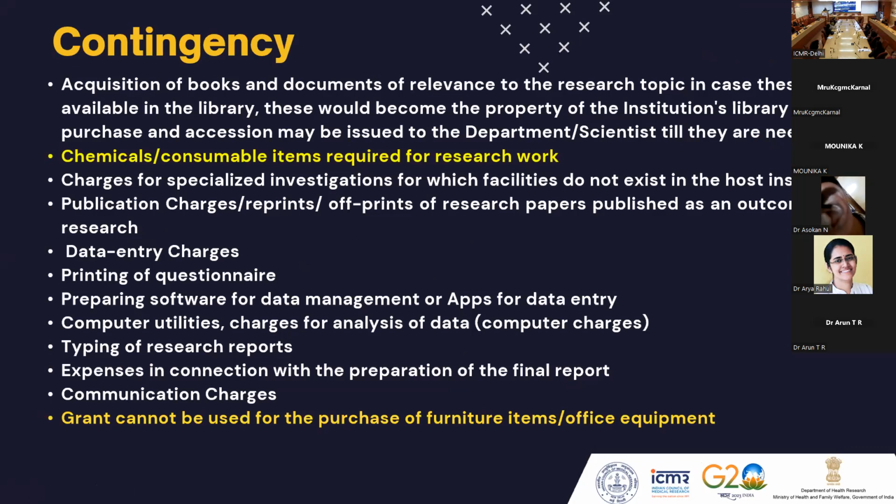These are the different items: data entry charge, printing of dictionaries, acquisition of books, typing of research input; all are part of contingency. So you are required to take only one head rather than taking separate heads for these items. And contingency grant cannot be used for purchasing furniture and other things. So you will be required to keep that in mind.